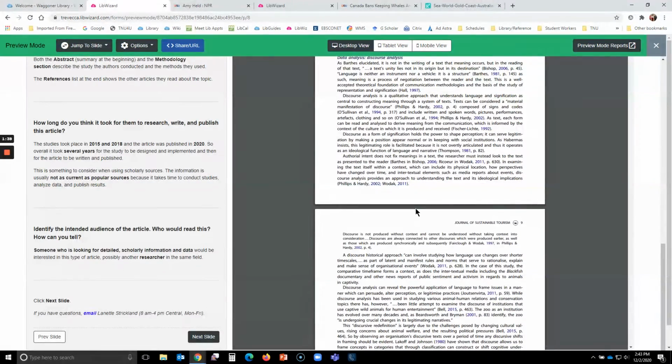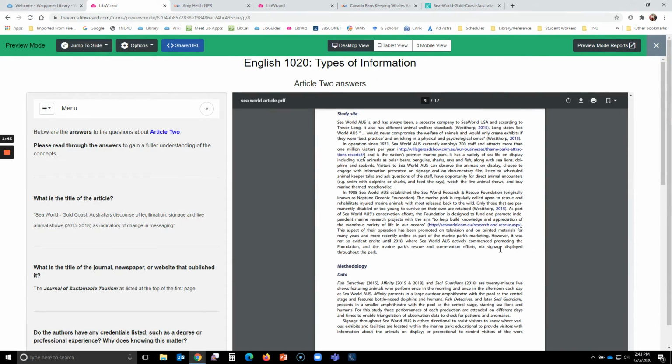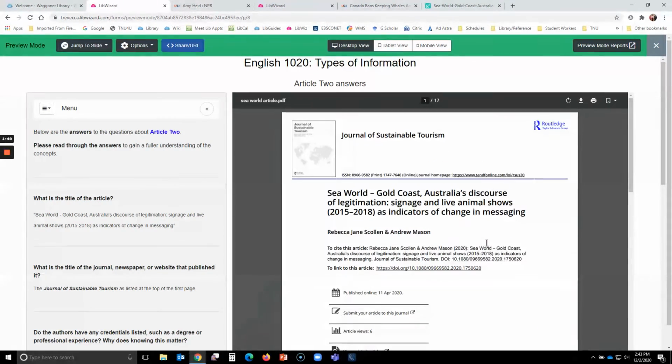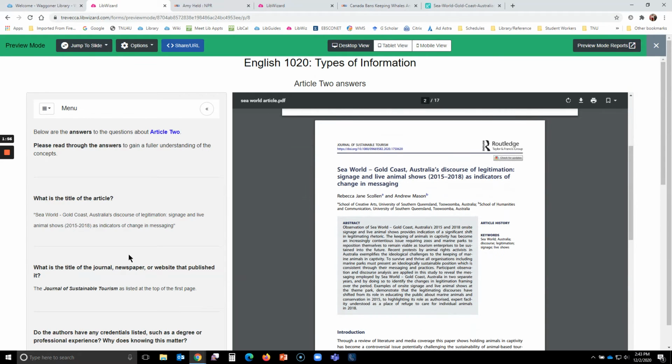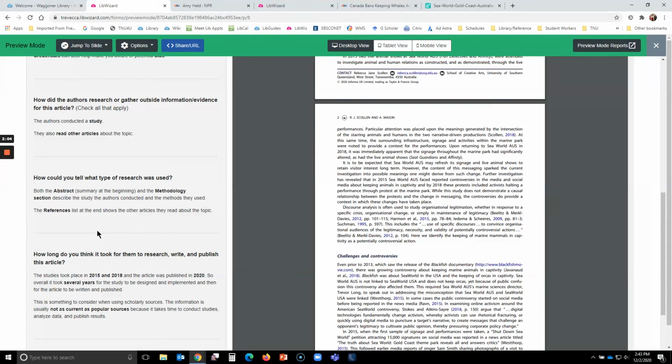How long do you think it took for them to research, write, and publish this article? Well, if we look here, we can see that this article was published in 2020, that's right. And the studies were conducted in 2015 and 2018. So that's at least 5 years from start to finish, plus it probably took a little bit of time at the beginning to design and plan the study.